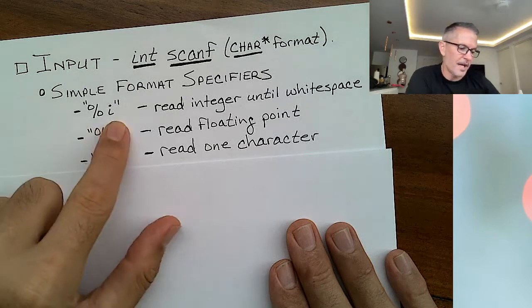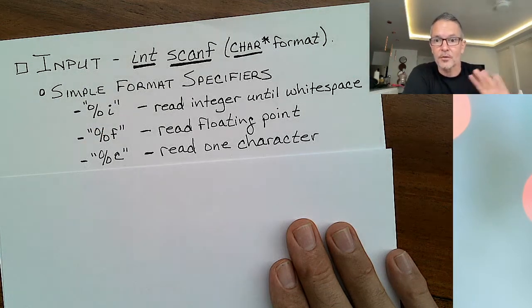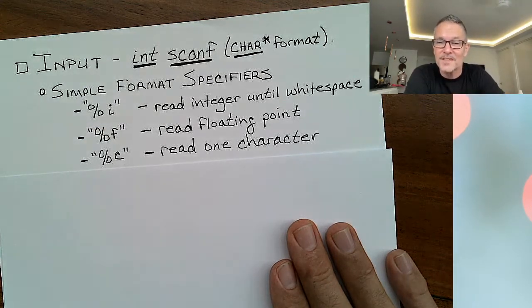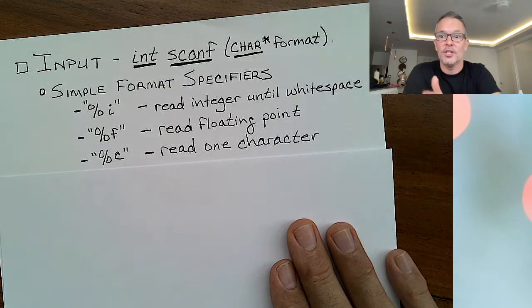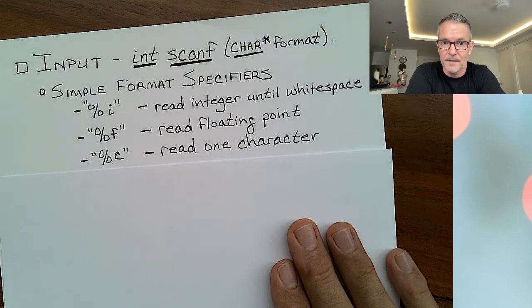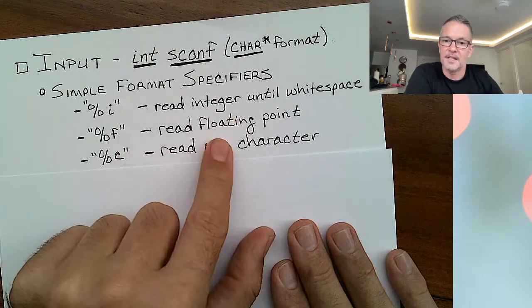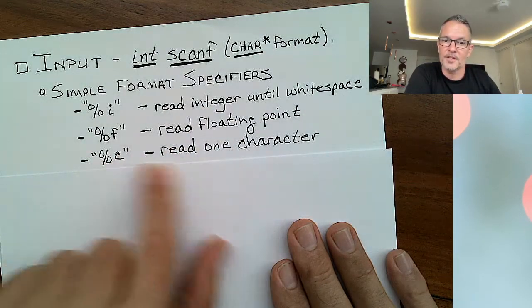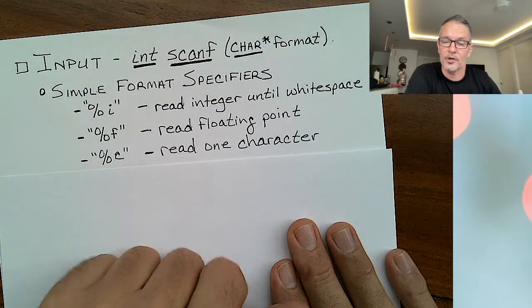So %i says read from the keyboard, whatever the user is typing in, until you get a white space. Okay? %f is the same thing, read a floating point number. %c, read 1 character from the screen.